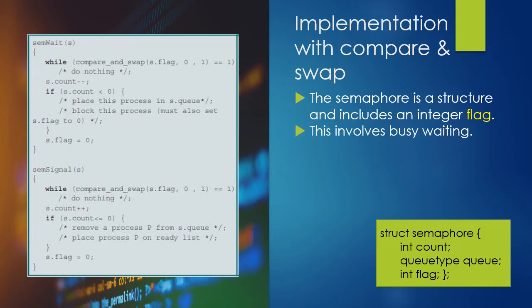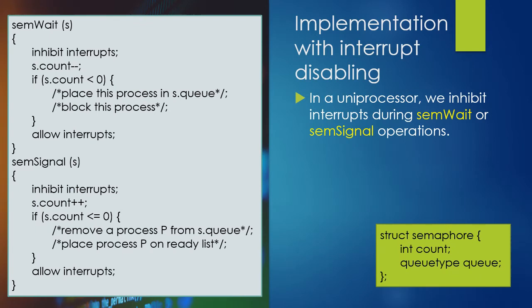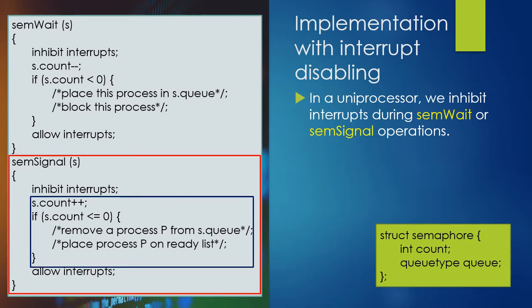This involves busy waiting. However, the semWait and semSignal operations are relatively short, so the amount of busy waiting should be minor. Implementation of semaphores with interrupt disabling. The semaphore is the old structure with count and queue. In a uniprocessor, we inhibit interrupts during semWait or semSignal operations. First, let us look at semSignal.